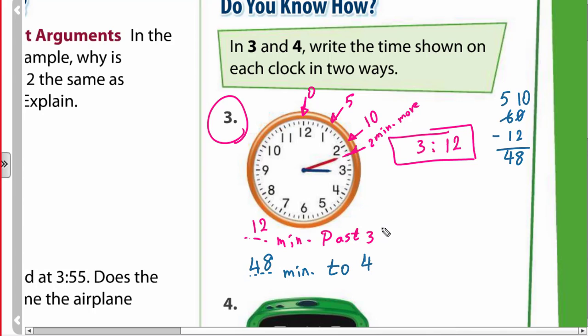Okay, thank you, Omar. Great work. So again, my heroes, to write the time here, we can read it 12 minutes past 3 or 48 minutes to 4. Past means after 3, and to means to reach 4 o'clock. Okay, any problems? I will erase it. Please write quickly.